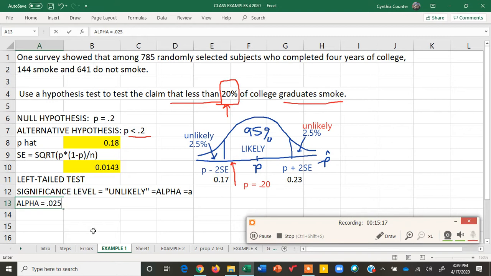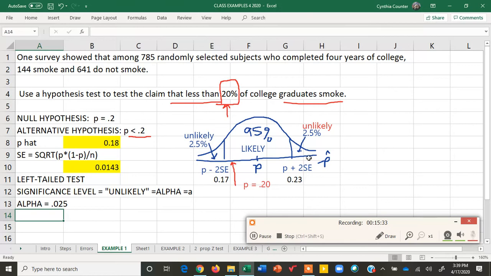And for the problems we're going to be doing mostly in this class, we're going to assume alpha is 0.025. The most commonly used alpha is 0.05. As you can see, 100% minus 95% is 5%.